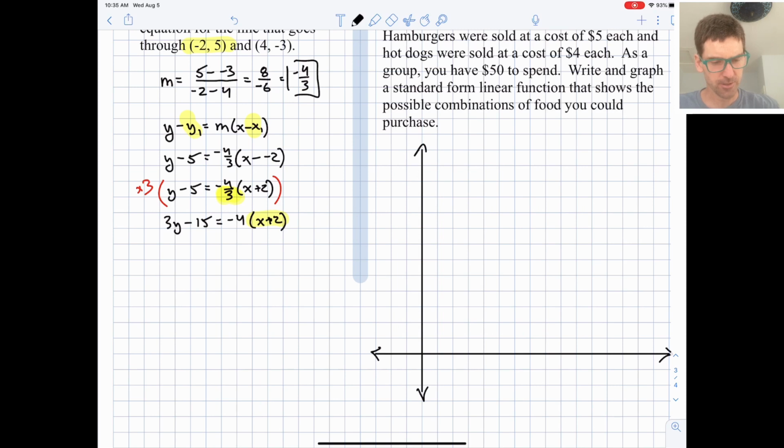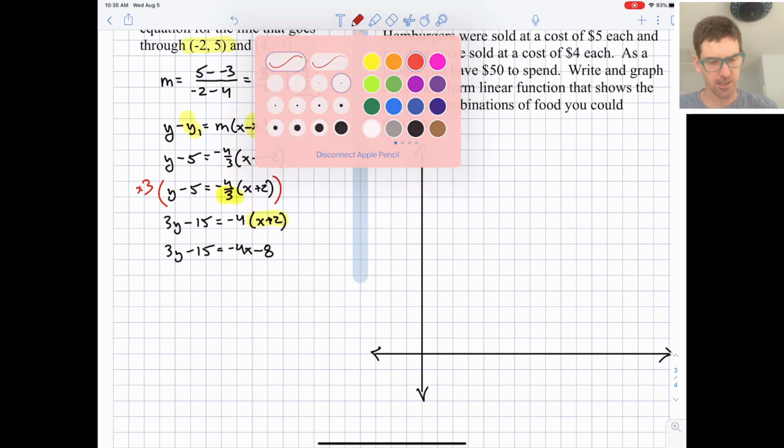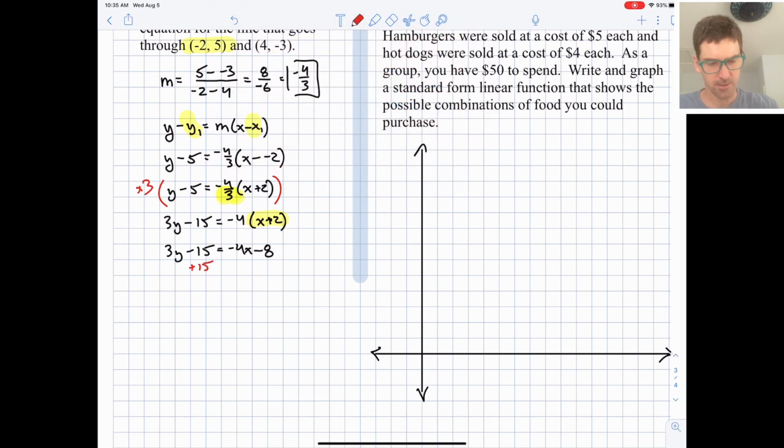Let's distribute: 3y minus 15 equals -4x minus 8. We could add 15 to both sides, and at the same time, let's try to be a little efficient here, let's add 4x to both sides, and I'll kind of line those up with where they'll end up. Let's see what we end up with.